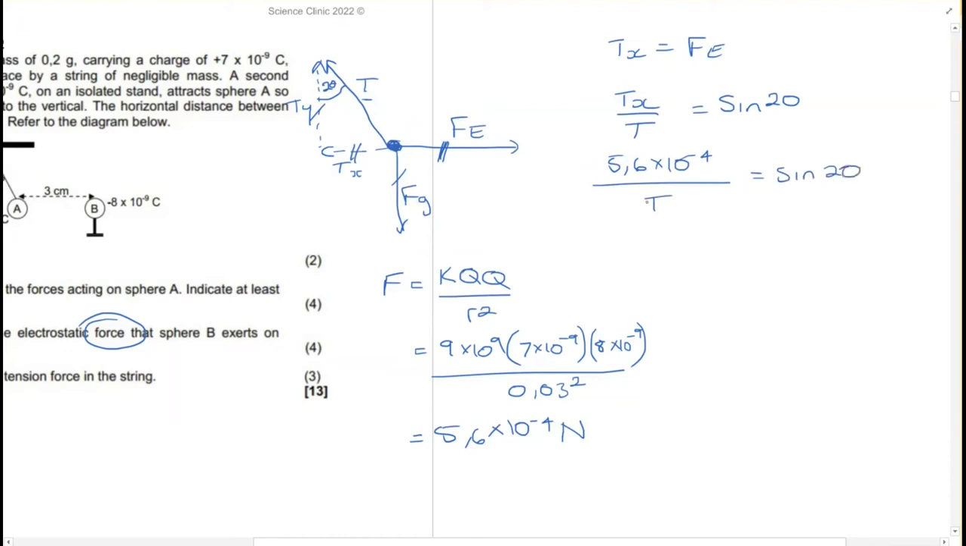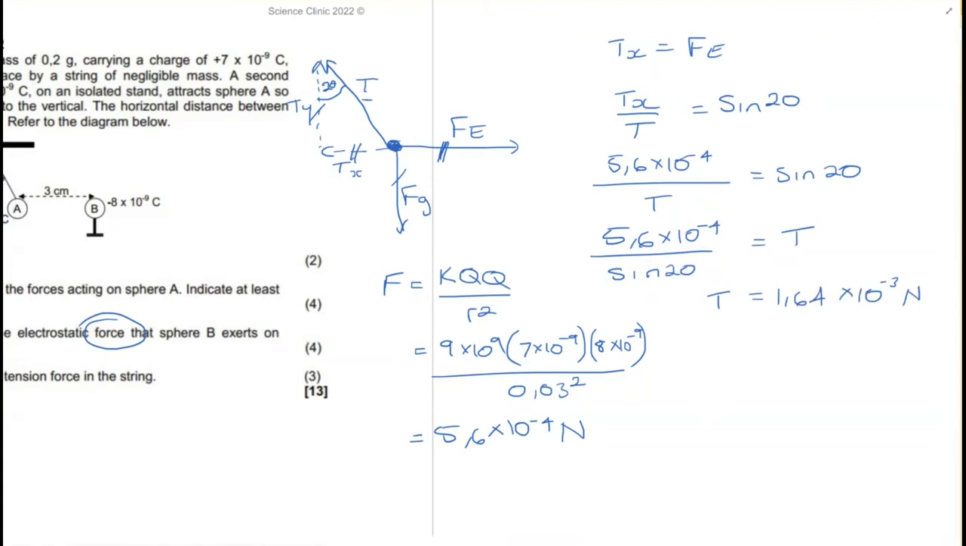Now be very careful here when you manipulate this. Because we're looking for the hypotenuse, we're going to end up dividing by sine 20. So we're going to go 5.6 times 10 to the minus 4 divided by sine 20 equals the tension. So the tension is then equal to 1.64 times 10 to the minus 3 newtons. Okay, so the correct option in your memorandum would be option number 3.